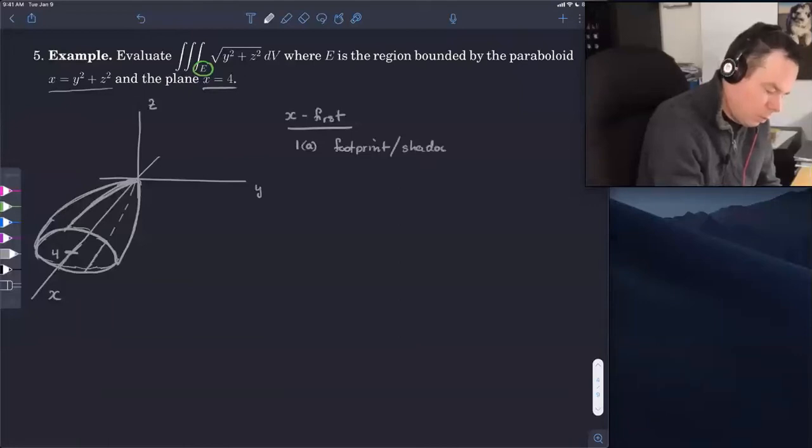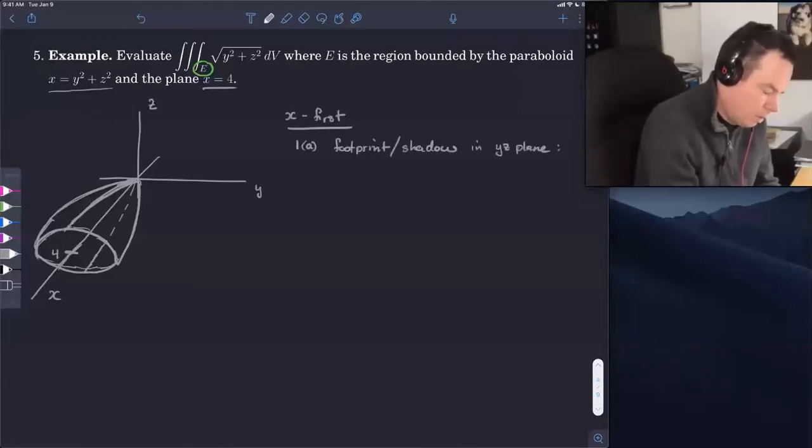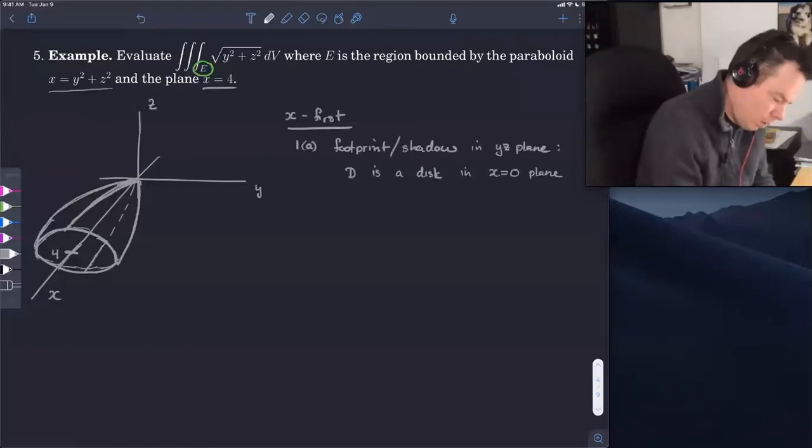And since we're doing x first, this is the footprint or shadow in the YZ plane. And this is going to be a disk. So D is a disk in the x equals 0 plane, in other words, the YZ plane. And let's get a sketch of that. We'll sketch it down below here.